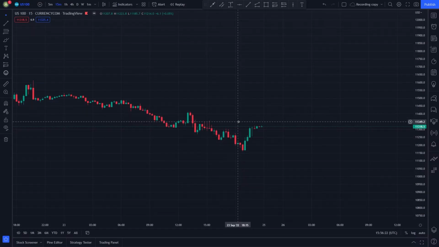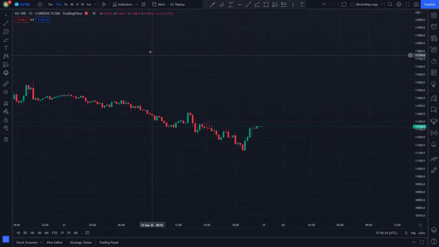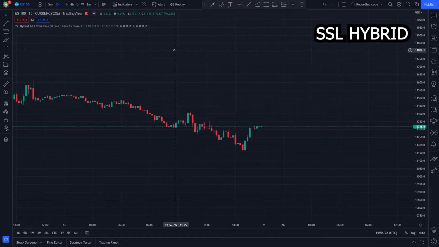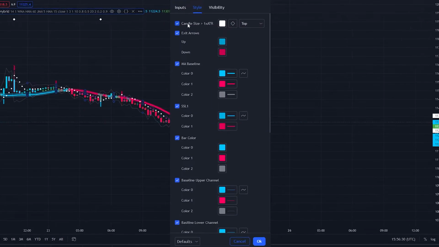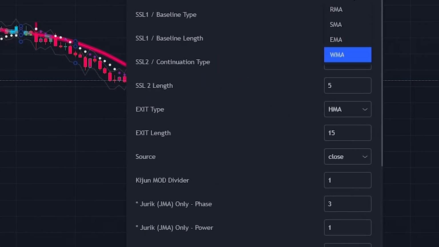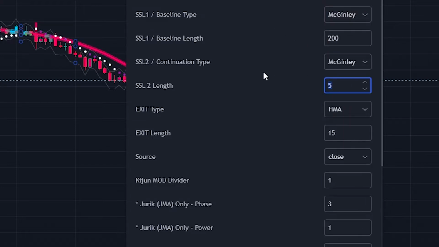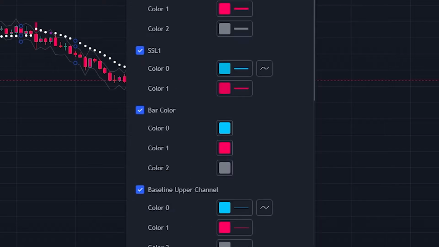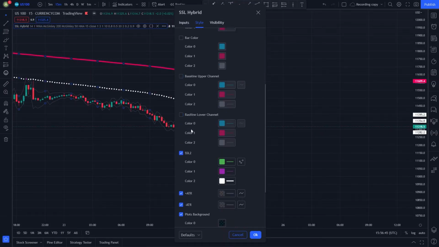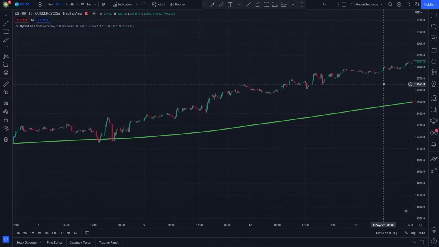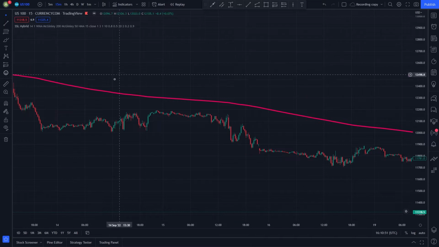In this strategy, we will need to use 3 indicators. The first indicator we'll be using is the SSL hybrid. For this indicator, we'll change some of its settings. Start by changing the baseline type from HMA to McGinley, the baseline length from 60 to 200, the continuation type from JMA to McGinley, and the length from 5 to 50. For the style section, we'll be disabling everything apart from the MA baseline and we'll change the color from blue to green. As we can see, when the trend is bullish, the bar is green, and when the trend is bearish, the bar is red.